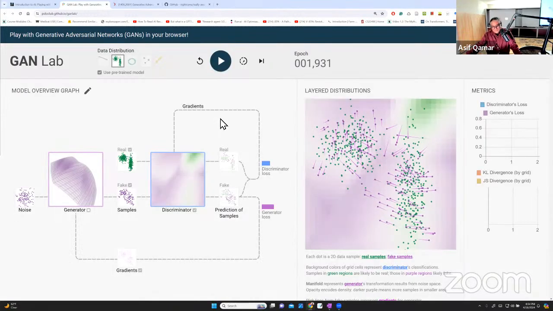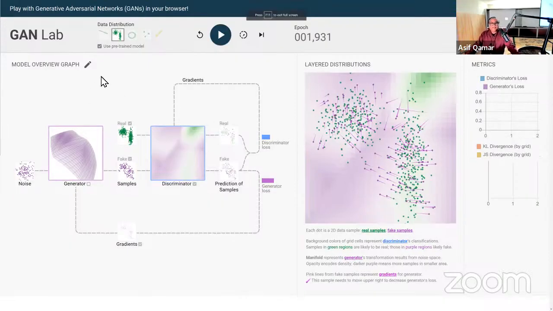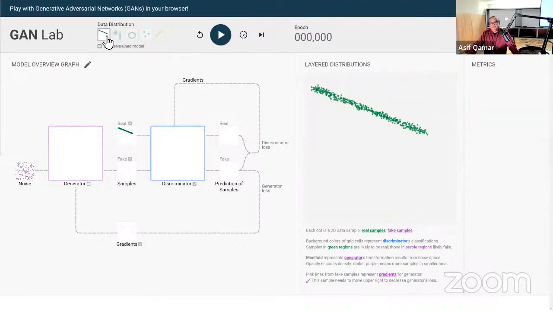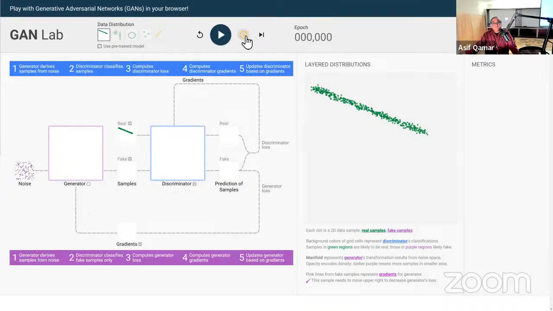So let me frame what you see on the screen for you guys. Let's say that the real data distribution, you realize that we are talking about real data distribution. So look at this data distribution. Data is along a line, right? But does the generator know? The generator doesn't know, right? Does the discriminator know? Discriminator also doesn't know. I'll play this in slow motion. Let's run this. See what happens, guys.